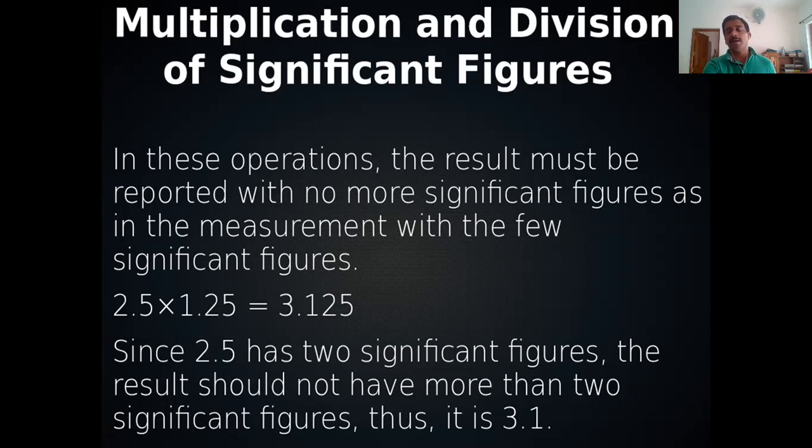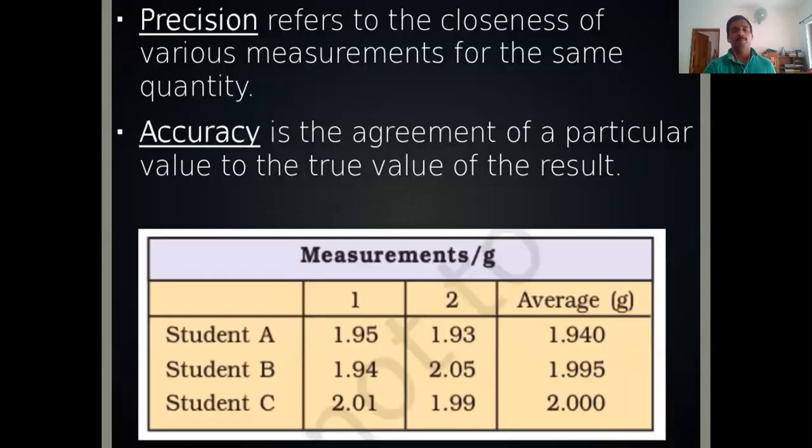Now, what about two more terms? You should have an idea about two more terms, that is accuracy and precision. What is meant by precision and what is meant by accuracy? Precision is the closeness of various measurements for the same quantity. For example, you can see the table.